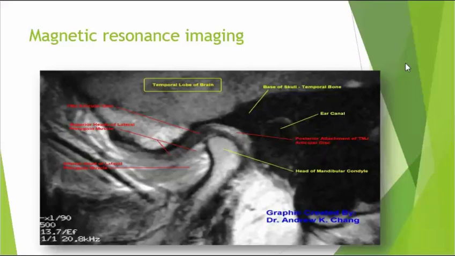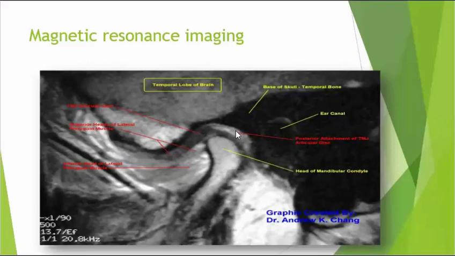MRI is used in the diagnosis of TMJ disorders, assessing the integrity and position of the disc. As you can see in this image, here we have the ear canal. This is the base of the skull of the temporal bone. This is the temporal lobe of the brain. This is the TMJ articular disc.